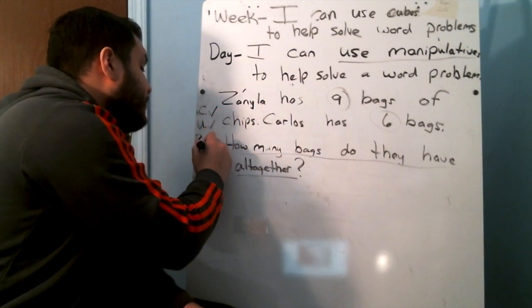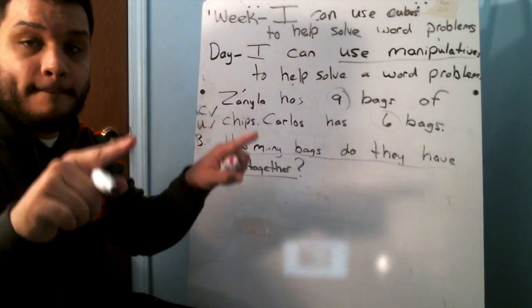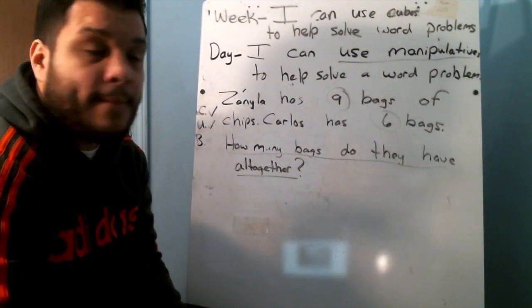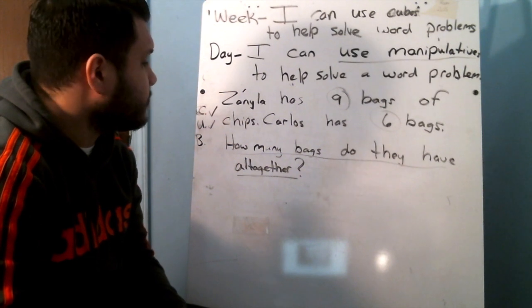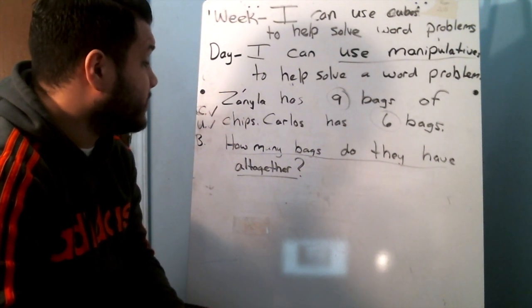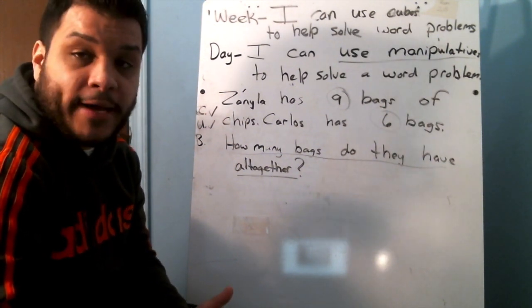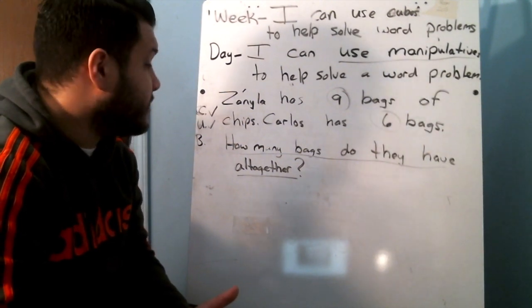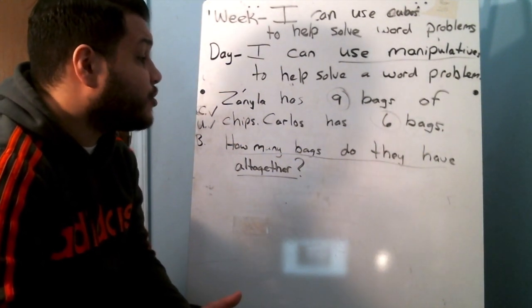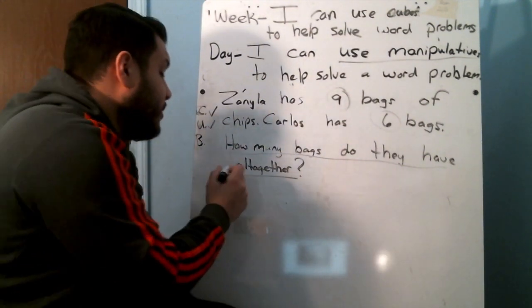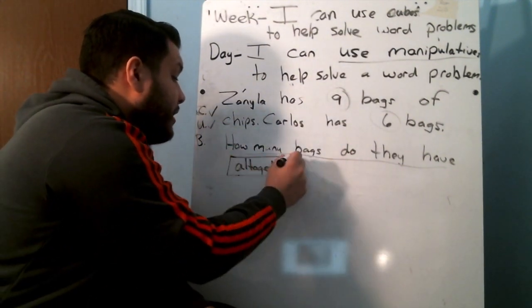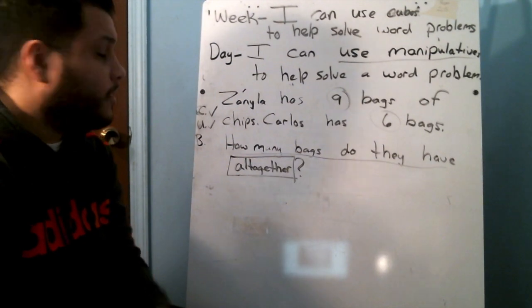My B stands for boxing math words. Zanila has 9 bags of chips. No math words there. Carlos has 6 bags. No math words there. How many bags do they have all together? So we only had one math word, and that math word was all together.